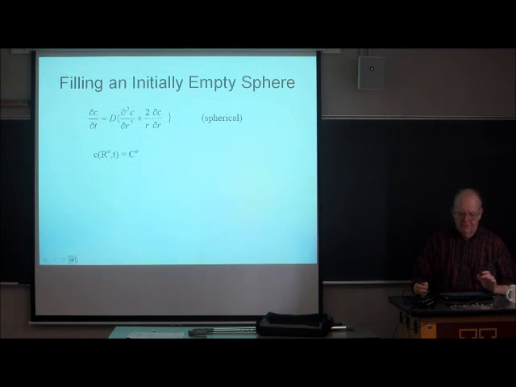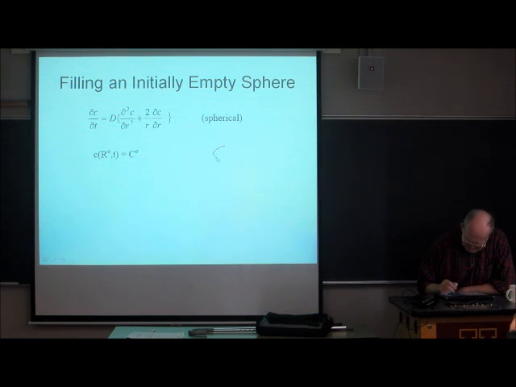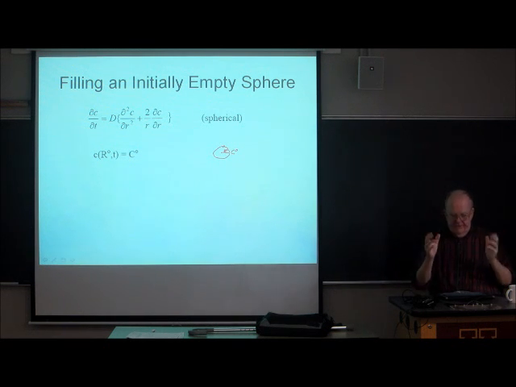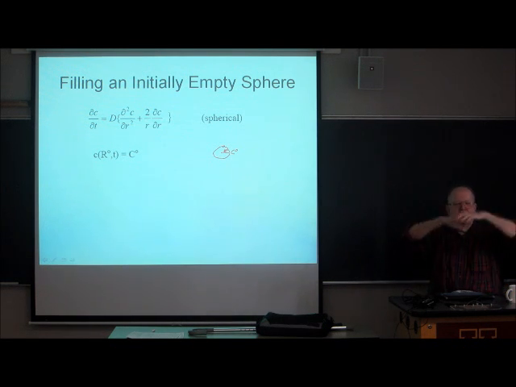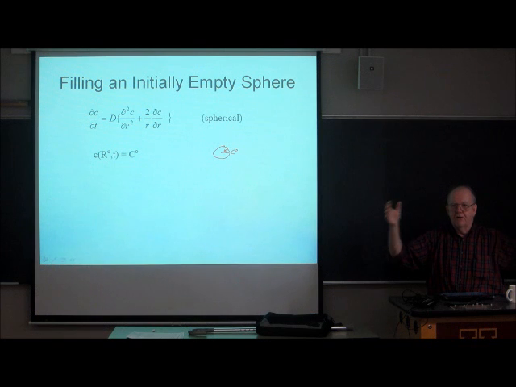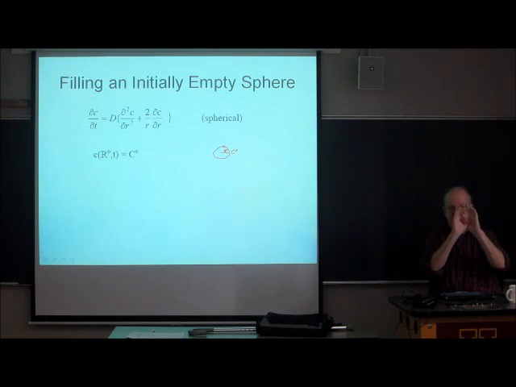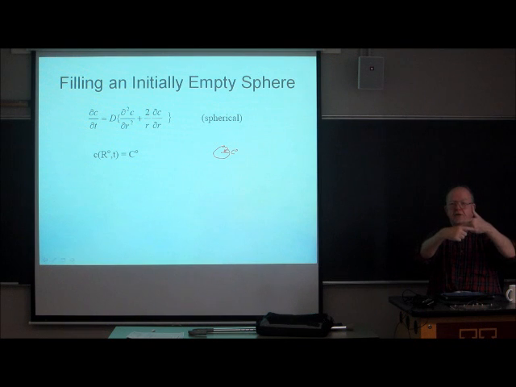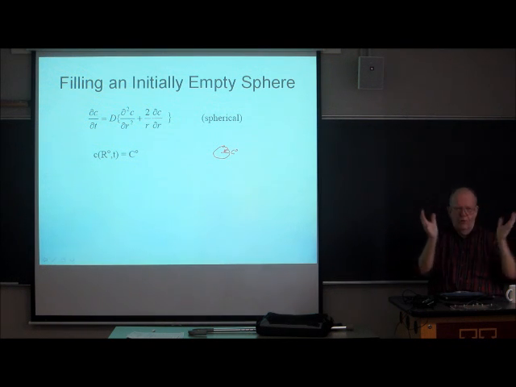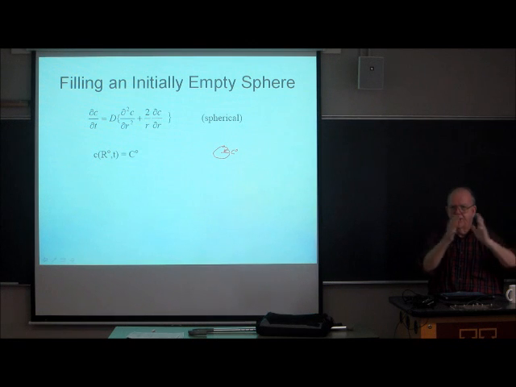We're going to make the problem simple by assuming that the radius of the sphere is R naught. We're assuming that the concentration of the stuff right outside the sphere, at the periphery of the sphere, is C naught at time zero, and there's an infinite supply of this stuff. So somehow we maintain C naught at that radius of the sphere. And then this stuff is going to diffuse into the sphere from all directions, having the same diffusion coefficient.